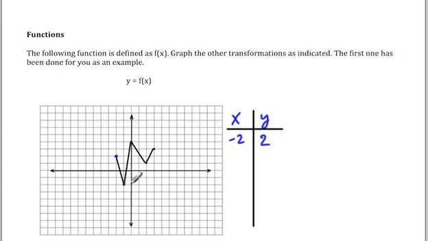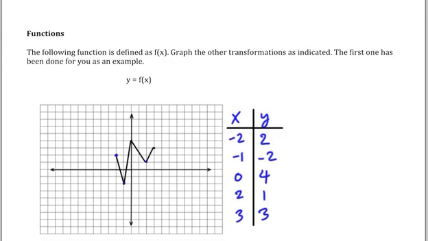This point right here is -1, -2. This point right here is 0, 4. The x coordinate is 0 and the y coordinate is 4. This point right here is... sorry, that's not right, this point is 2, 1. The x is 2 and the y is 1. And finally, the last point right here is 3, 3. You'll see this set of coordinates for all the graphs over here, and I'll show you how we can get the different transformations.